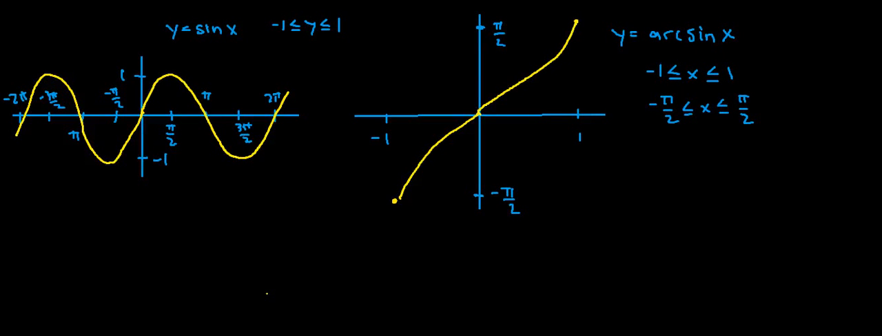Inverse trigonometric functions reverse the operations of trigonometric functions. Here I have sine x, and here is the inverse of sine x, arc sine x. And what has happened is the domain and range have switched, just like all the other inverse functions.